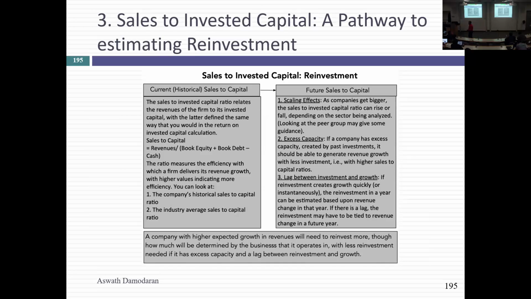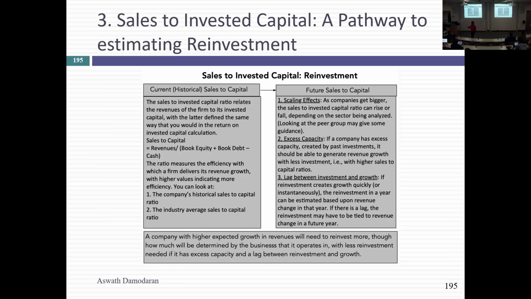Finally, let's turn to the third ingredient. You've got revenue growth, you've got margins. The third ingredient: how much do I need to reinvest to create this growth? Again, you could look at history. You could look at the sales, so basically sales to invested capital. Remember how we computed return on invested capital? All we're doing is replacing after-tax operating income with revenues here. So I can say, what were the revenues? What's the invested capital? I can look at what that number looks like over time.